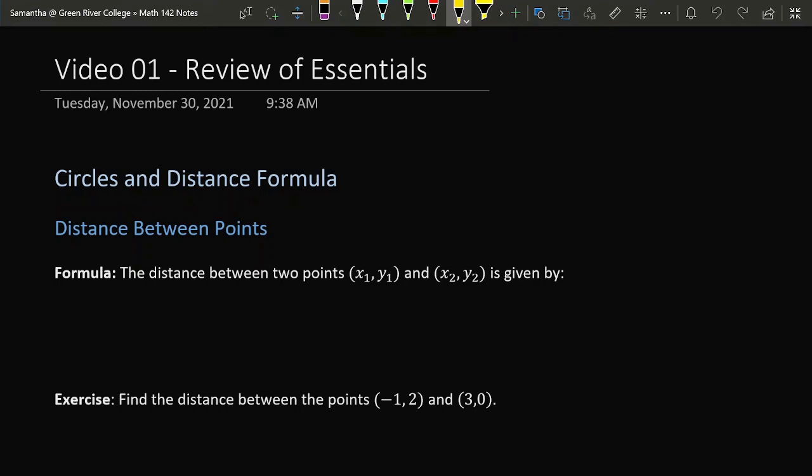Today we're going to focus on a review of, first of all, circles, and then we're going to review function notation and the basics of working with functions.